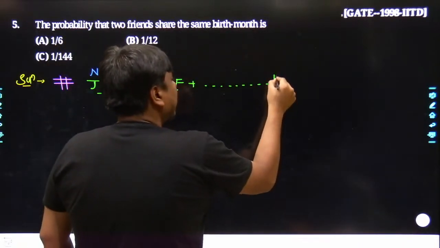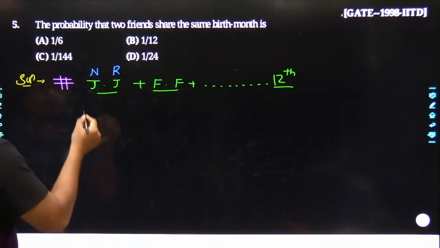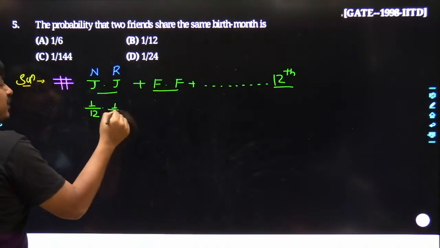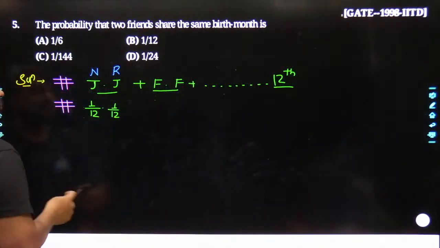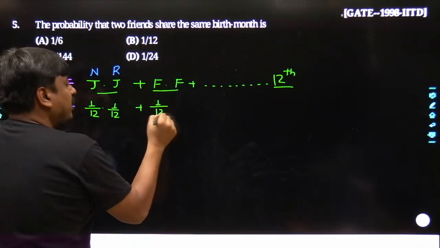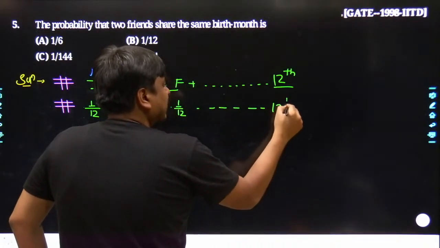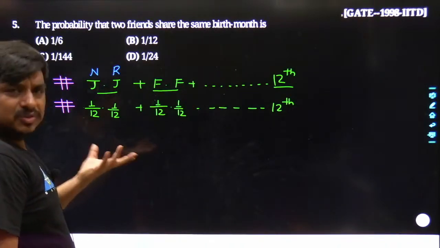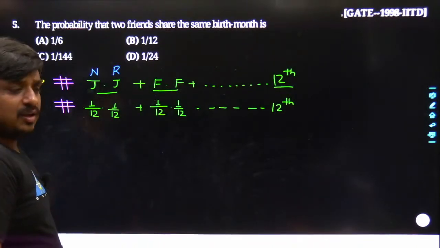How many terms will you have? Obviously 12 terms. What's the probability that Neha must have been born in January? It's simply 1 upon 12, and this factor is also precisely 1 upon 12. How many terms did you have? Precisely 12 terms. And one of the best things about this problem is that it is not that hectic to analyse mathematically, because all of the terms are quite similar.